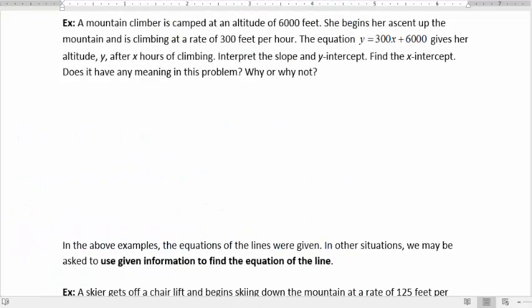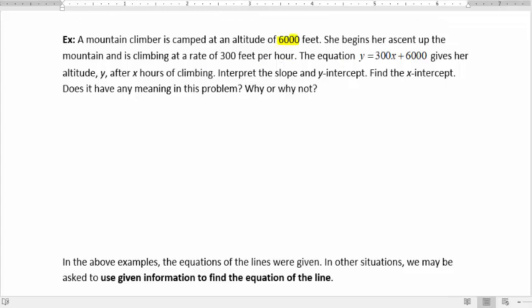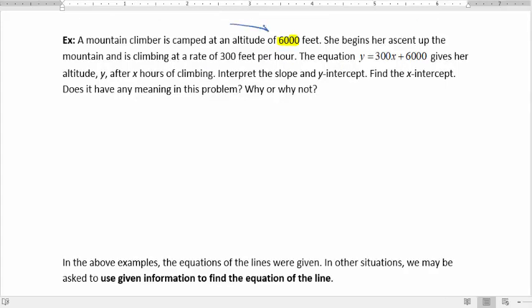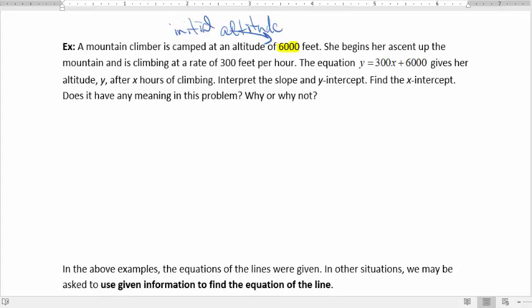Continuing now, we have another example that again gives us the equation, and we have to answer questions that are interpreting what the equation means. In this case, we have a mountain climber camped out at an altitude of 6,000 feet. If they're camped out there, that's the idea of the initial value or starting point. This is your initial altitude, or you could call that the y-intercept.